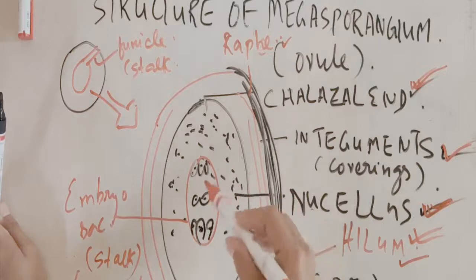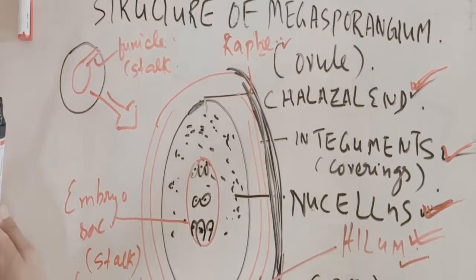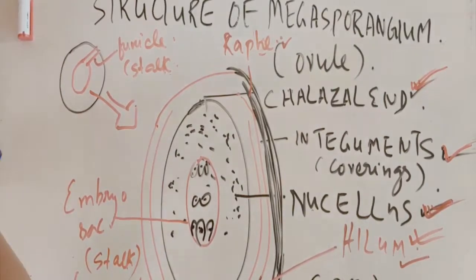And inside we have the embryo sac. And the embryo sac we are going to study in detail later. So this is the structure of the ovule. We can go to the next.